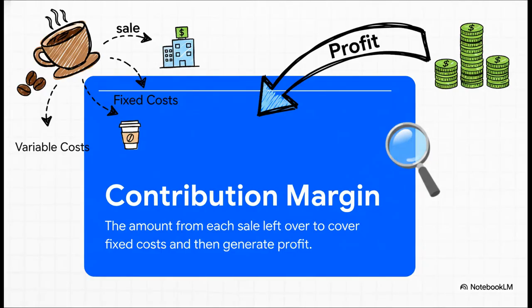And this is where we get to a really, really important idea: the contribution margin. So for every single coffee you sell, some of that money has to immediately go to pay for those variable costs: the beans, the milk, the cup. But whatever is left over, that is the contribution margin. Think of it as the money that first contributes to paying off all your fixed costs. And once those are paid for, every single cent of that contribution margin is pure profit. It's like the little profit engine inside every single sale.